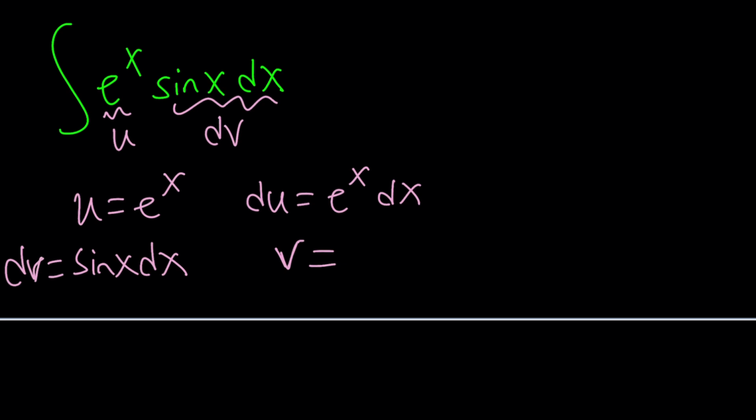Because the derivative of cosine is negative sine, the derivative of which function is sine? That's the question you need to ask. The answer is negative cosine. Make sense? And you can always check. There's no dx here because we're just integrating, okay?